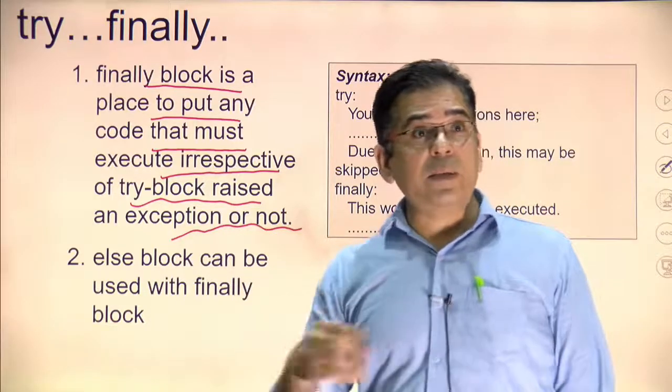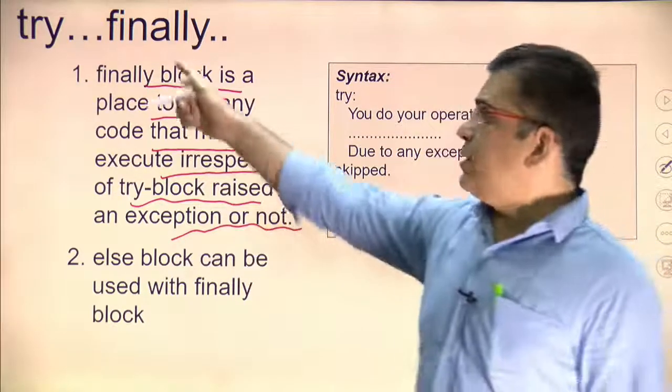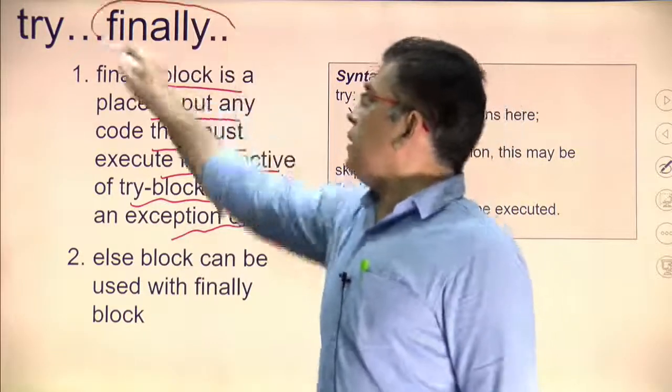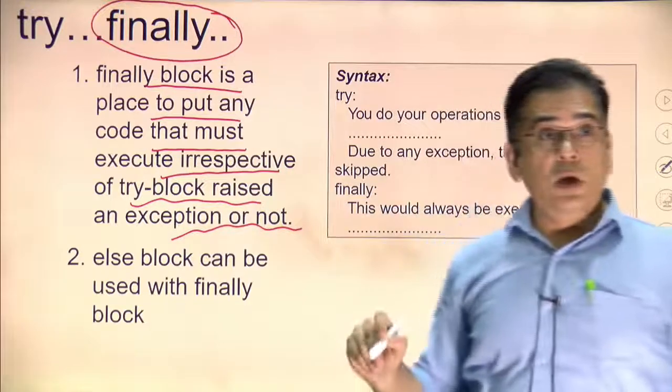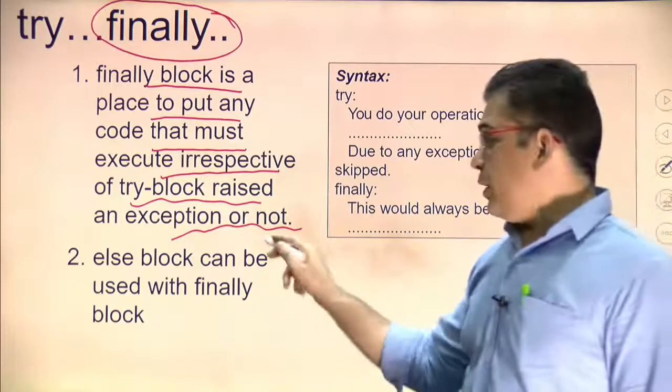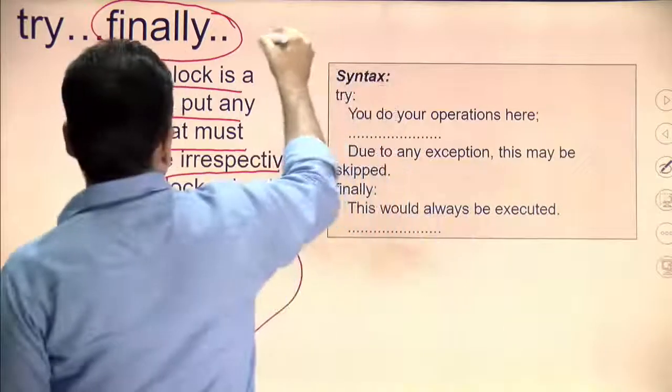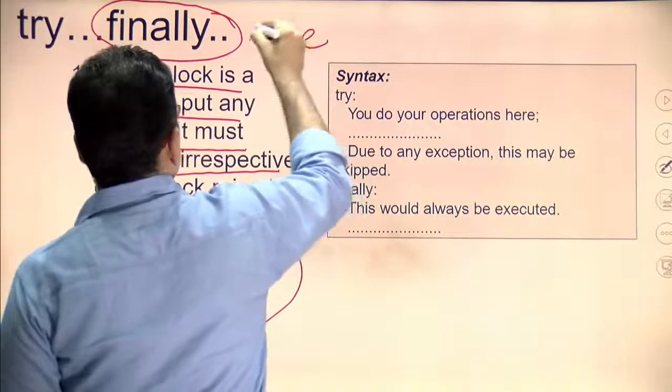If the except block is even skipped, with no except block written here to handle the exception, this finally will do all the operations. The else block can be used with finally. This is the third case, or you can say we can use the else case as well.